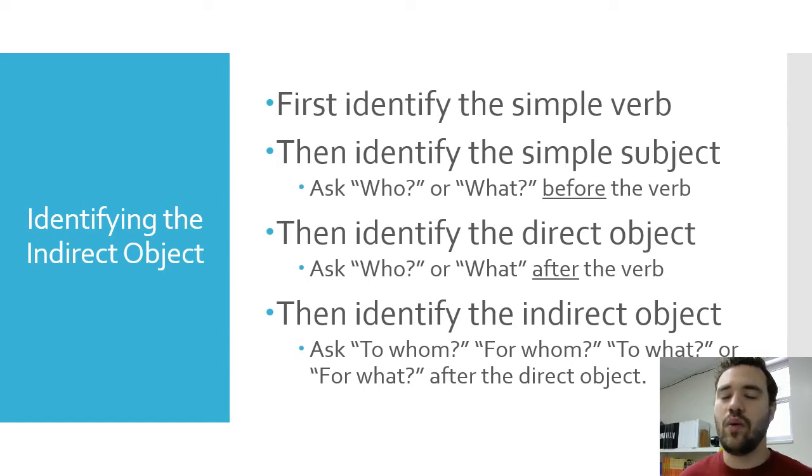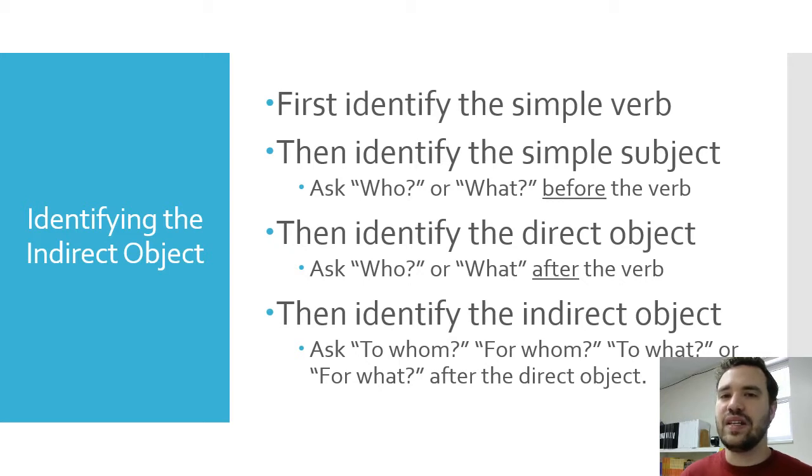So the first thing that we're always going to do is locate the simple verb, finding the main one or two word verb of the sentence. So we locate the simple verb, and then after we do that, we locate the subject by asking who or what before the verb. Then we're going to identify the direct object by asking who or what after the verb. So if we had "I ate," I might say, "I ate what?" because hopefully I'm not eating whom. So asking who or what after the verb would be how we would locate the direct object.